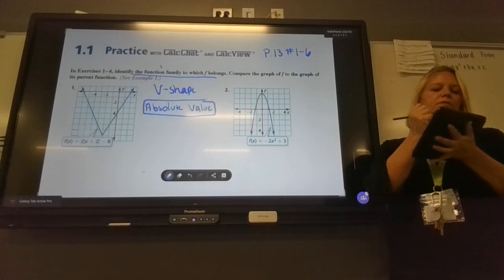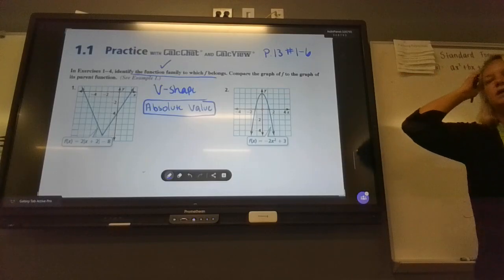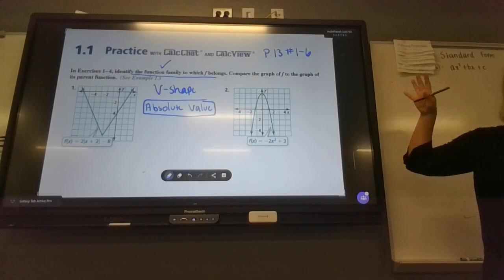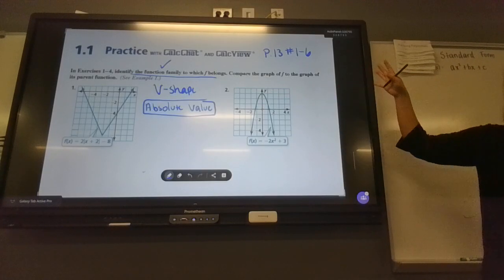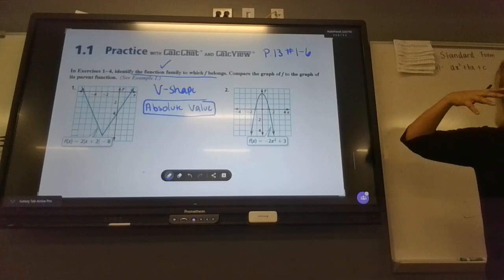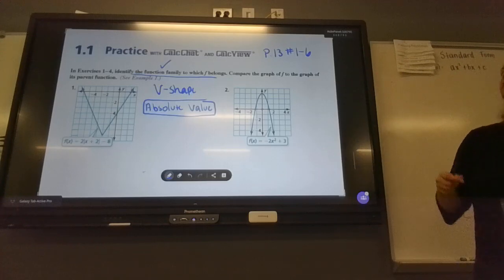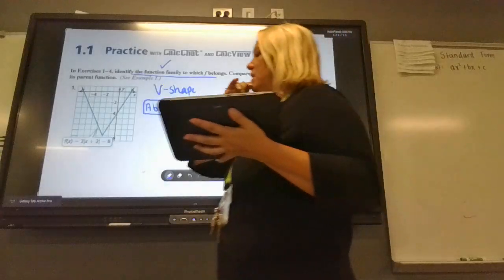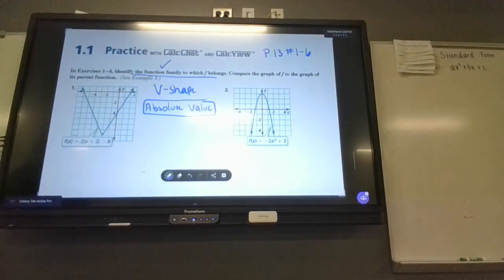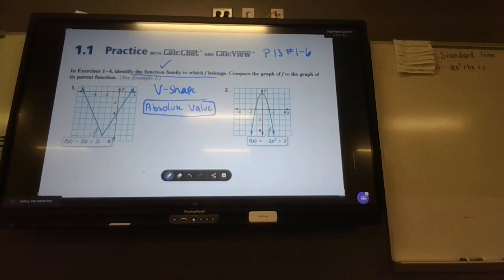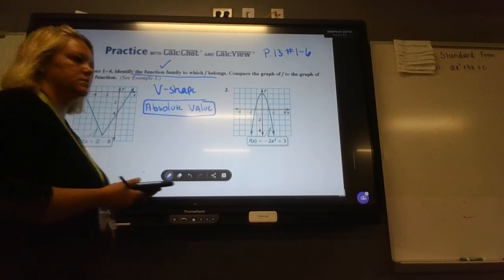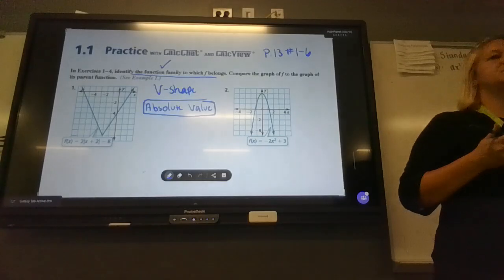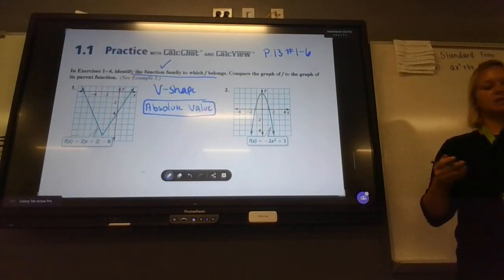All right, so that was the first set of directions. In the textbook, you really have to read the directions because it builds. It's not just one thing, it's usually several things. So first set, check. Second set, compare the graph of f to its parent function. So how does this one look different? Well, I can visualize the parent function because I've drawn it so many times.